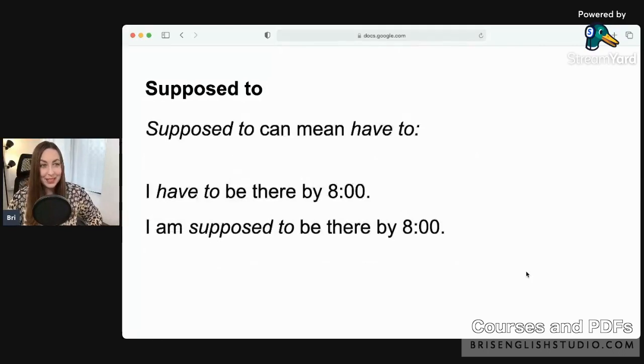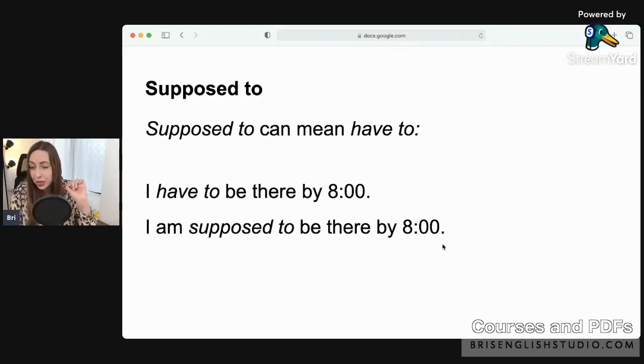Okay, so let's break it down. Supposed to can mean have to. I have two sentences here. I have to be there by 8 o'clock. Everybody understands this sentence. I have to be there by 8 o'clock. I must, I have to. We can also say, I am supposed to be there by 8 o'clock.